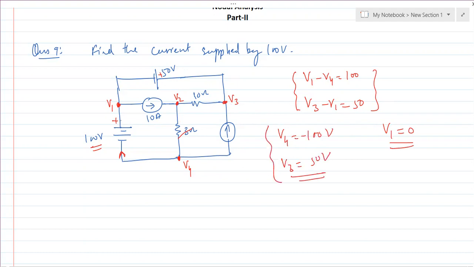And that means we will ground V1 here. So V1 is grounded, taken as reference. So V1 is equal to 0. And if V1 is 0, V4 is equal to -100 volts and V3 is equal to 50 volts.